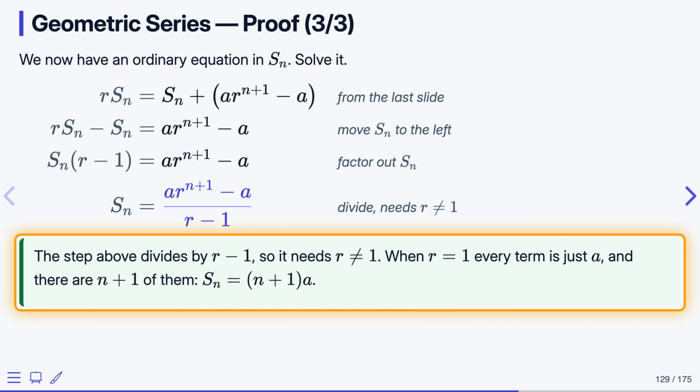One condition, and it matters. We divided by r minus 1, so this needs r not equal to 1. What if r is 1? Then every term of the sum is just a, and there are n plus 1 terms, so the sum is n plus 1 times a.